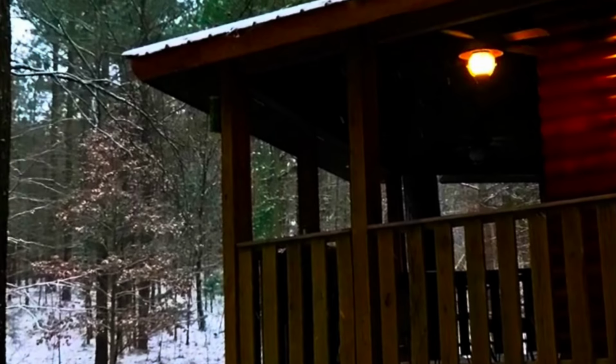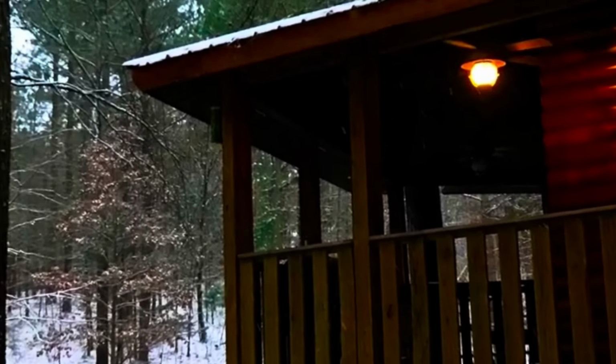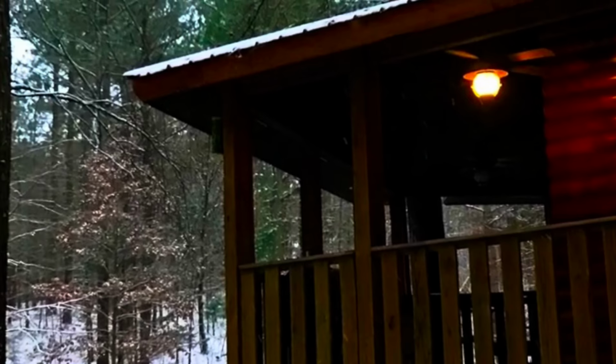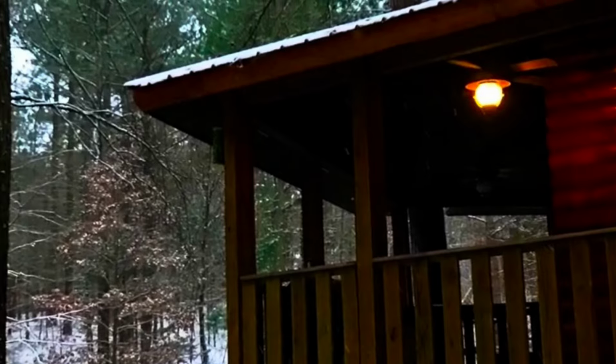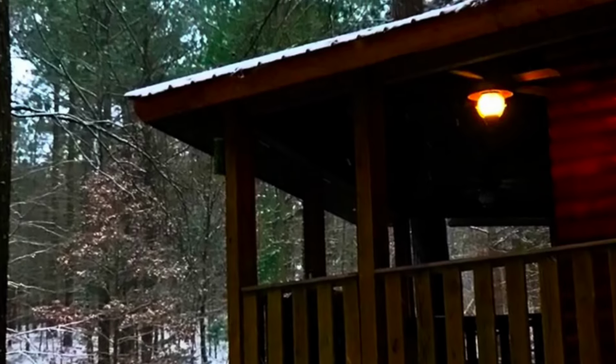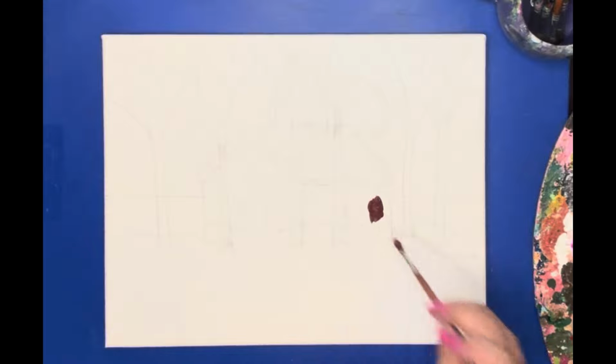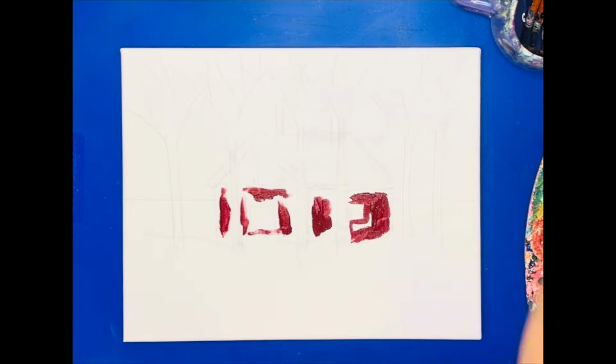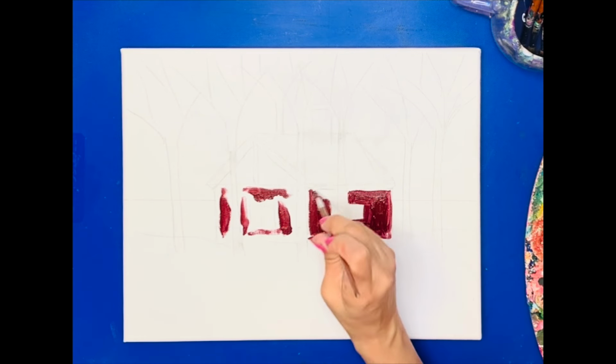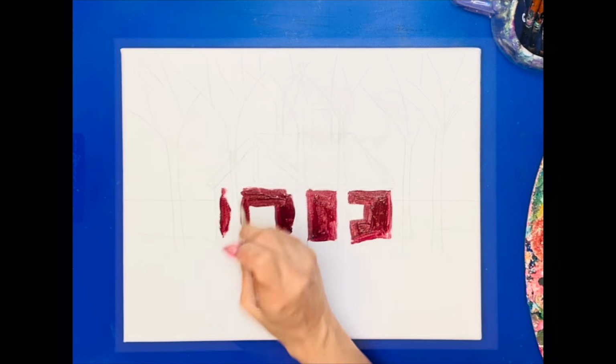So this was a cabin I stayed in Broken Bow, Oklahoma, which was fantastic because we didn't expect it to snow, and it did the next morning. So amazing. So I mixed a little bit of black with red, and it turned out to be the perfect color for this cabin.